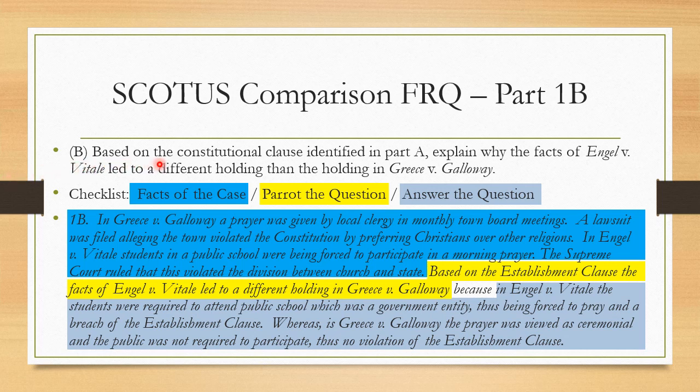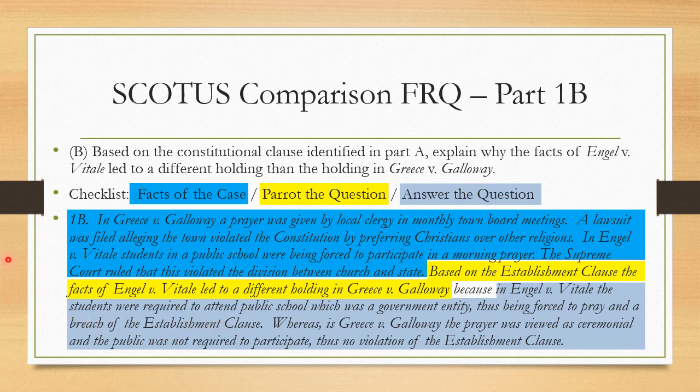It says based on the constitutional clause identified in Part A, so I got to make sure I reference the Establishment Clause in my response, right? Explain why there was a different holding. And where I scored the point here is students are required to pray in Engel-Vitale, but in Greece-Galloway, the public was not required. So that is where I scored the point as to why there was a difference in the holding.